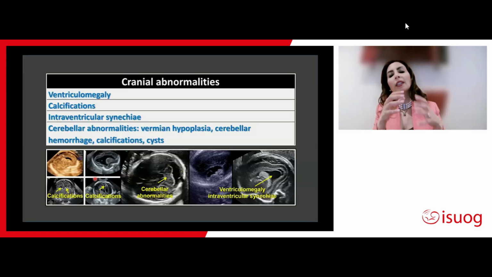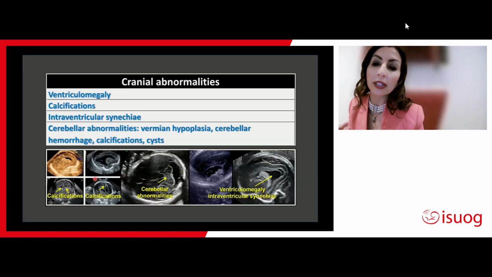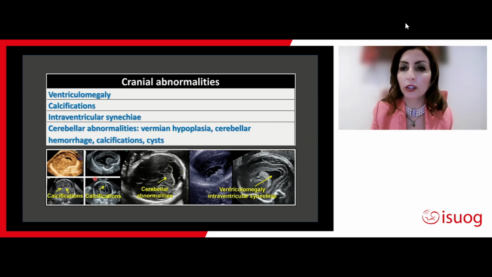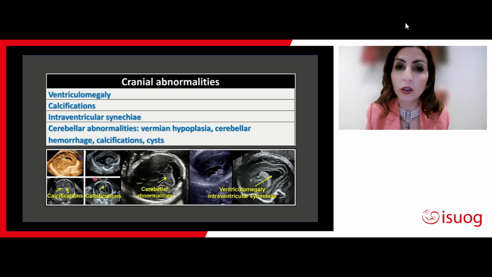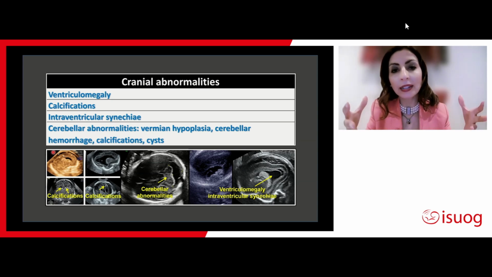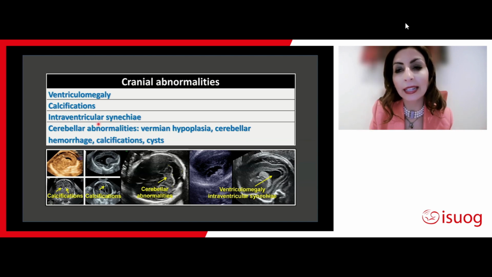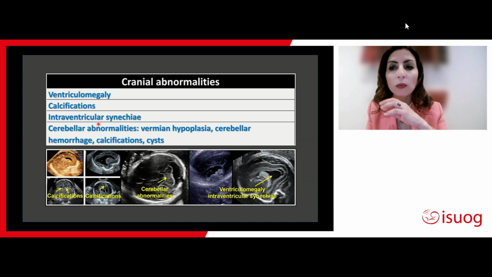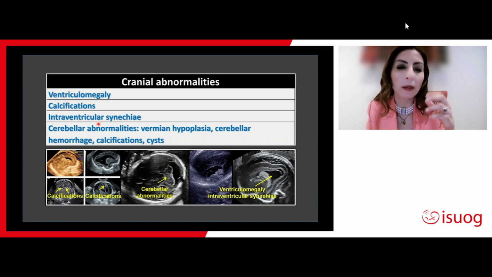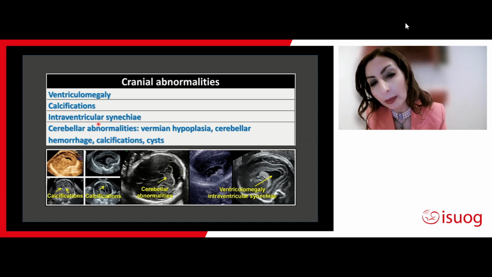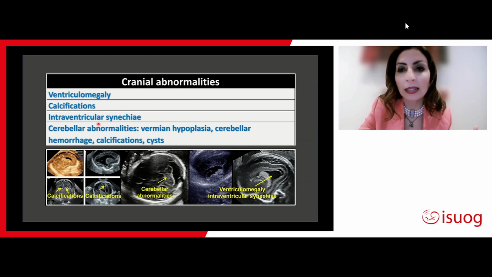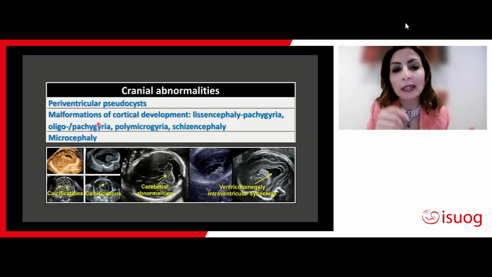Okay, so what are the ultrasound features that, if we see them, make us suspicious that there may be a congenital infection? If you group them into cranial abnormalities, there are things like ventriculomegaly, intracranial calcification, intraventricular synechiae, or cerebellar abnormalities, and they can really vary, whether cerebellar hypoplasia, vermian hypoplasia, calcification in the cerebellum, or even a cerebellar cyst.